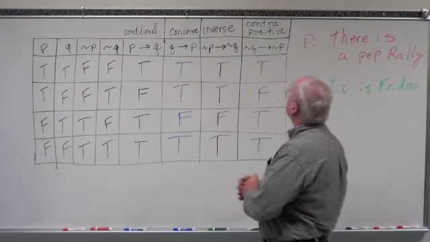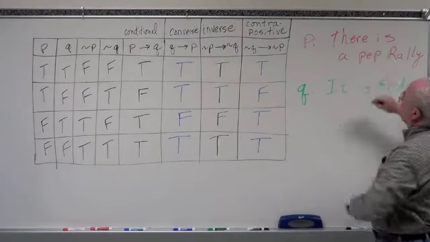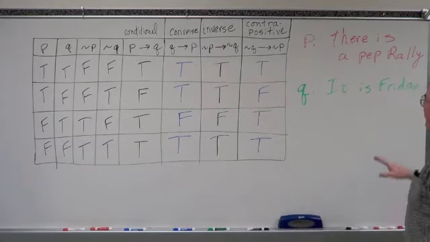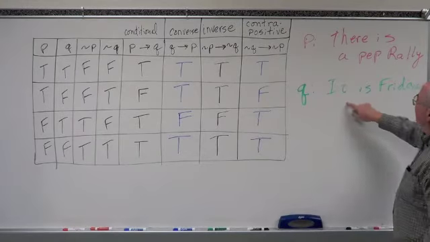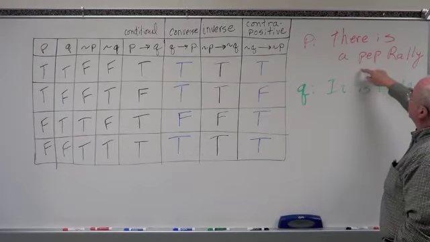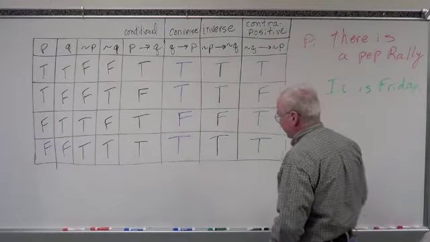I want you to notice something. How would we say that? We're going to flip these two, and then we're going to put nots in them. So our conditional is, if there is a pep rally, then it is Friday. So our contrapositive would be, if it is not Friday, then there is not a pep rally. Say it again. The contrapositive would be, if it is not Friday, then it is not a pep rally. Okay? Write those down that way so you can see them.